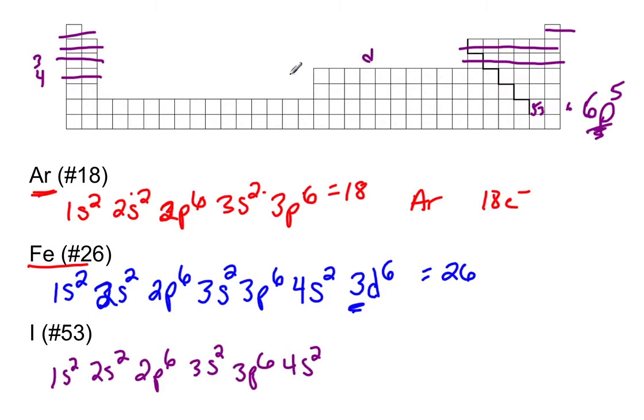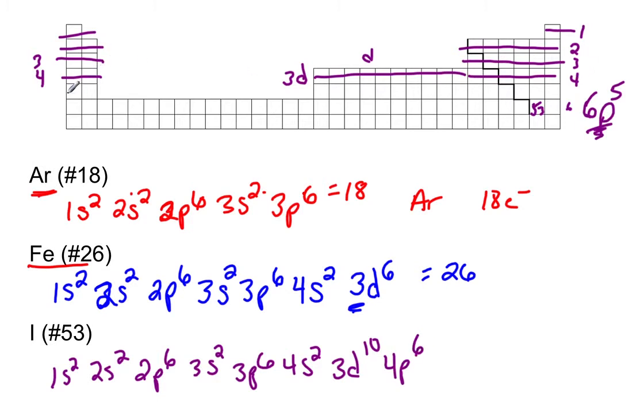Remember, this is the D. D's are always one behind. That's the rule. 3D. And it's filled with 10. If I forget, I count. There's 10 columns. Then I get back over here to the P section, and I'm in the fourth row. 1, 2, 3, 4. Fourth row, fourth period means I write 4p6.